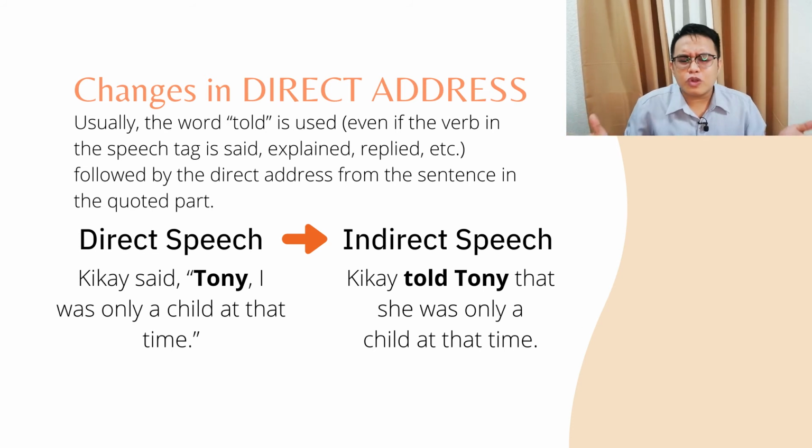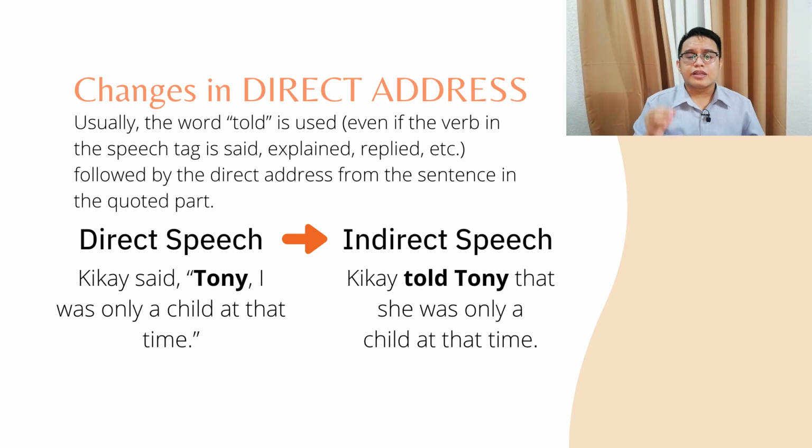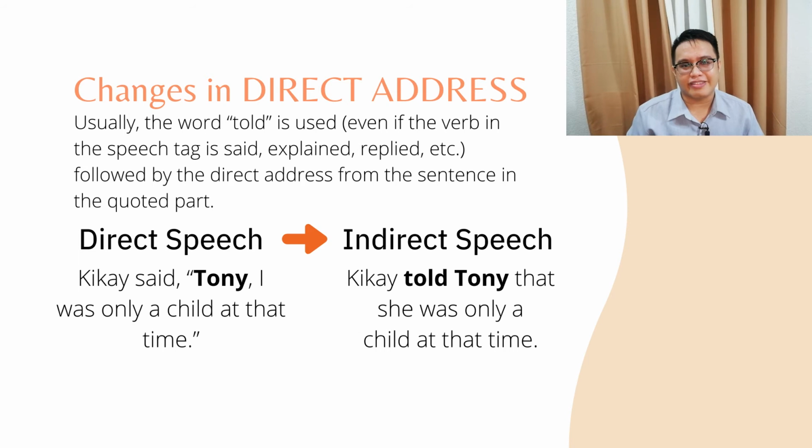So what are we going to do? We convert that one into this one. Kikay, bisag unsa pa, depende nga ni ana ko bisag unsa pa ang verb sa speech tag, it won't matter kay ilisan na tuog told. So Kikay told Tony that she was only a child at that time. So mao na siya ang indirect speech ato nga sentence.